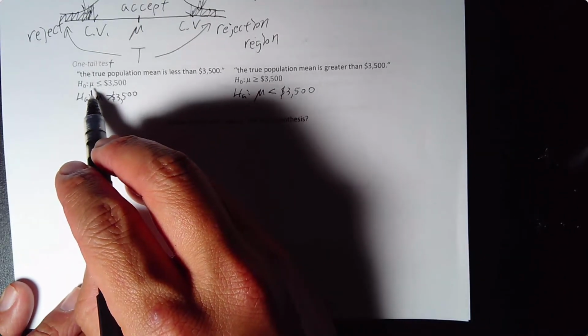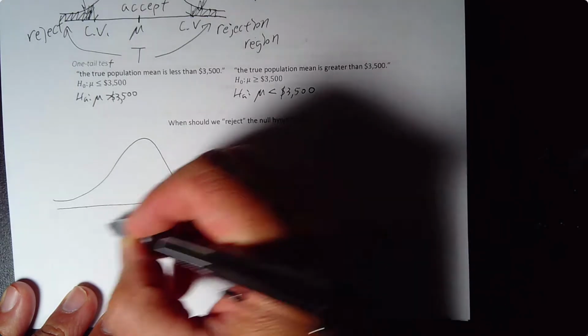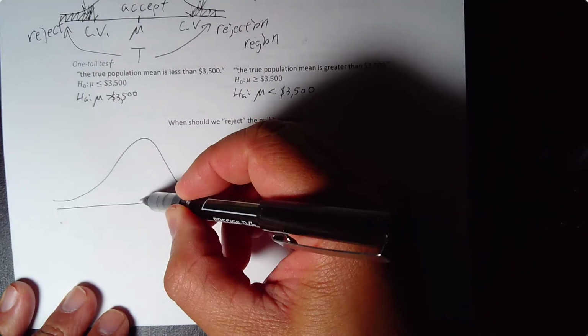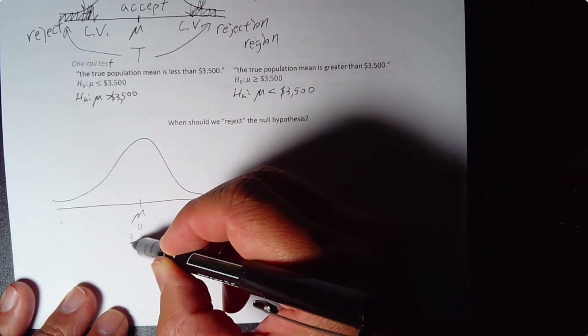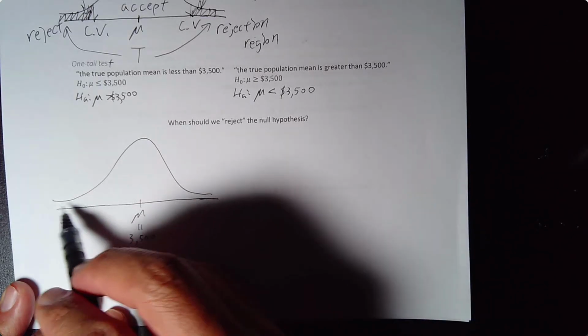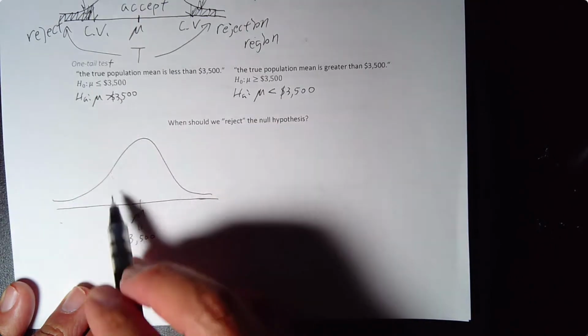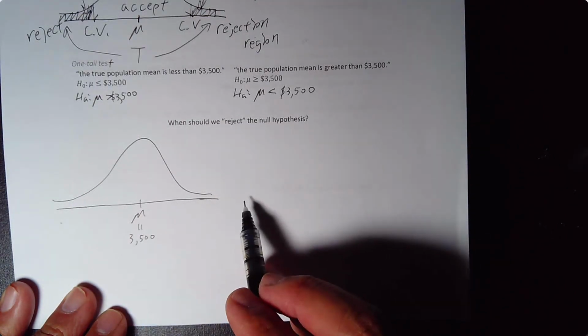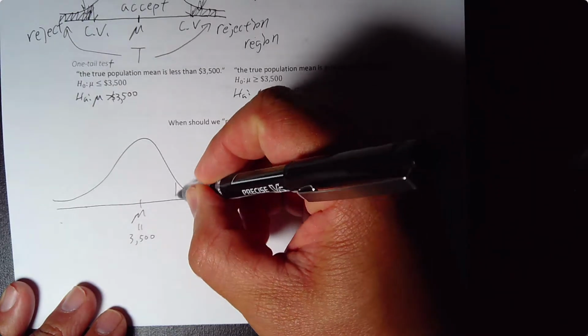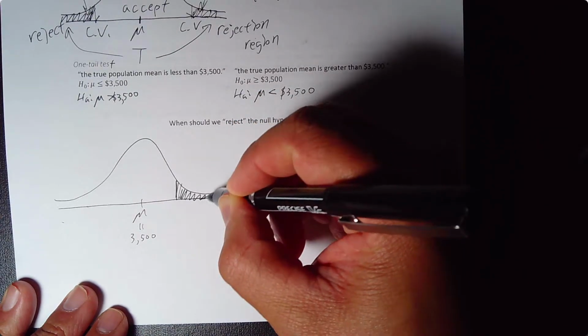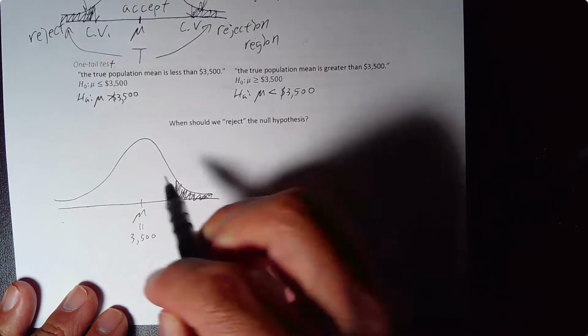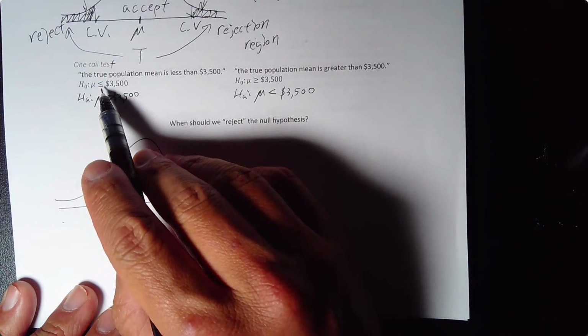Well, let's take a look here. If my hypothesis is that mu is less than or equal to 3,500, then if I get a really small number, that's perfectly fine. Again, mu is here, this is 3,500. If I get a really small number, it doesn't contradict my null hypothesis, so I'm not going to reject. However, if I get a really high number, then I will reject. And that's why our rejection region is going to be here to the right when our null hypothesis is less than or equal to.